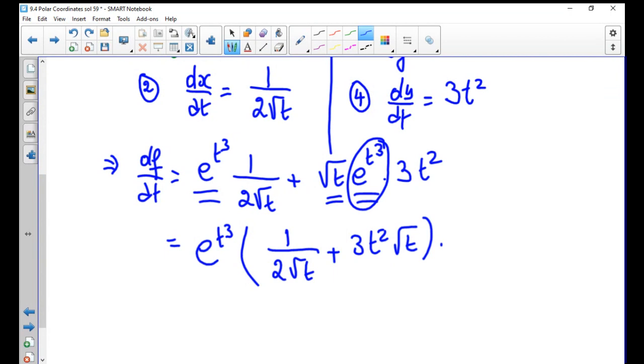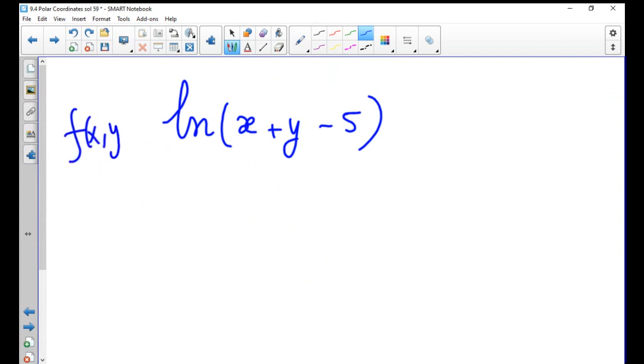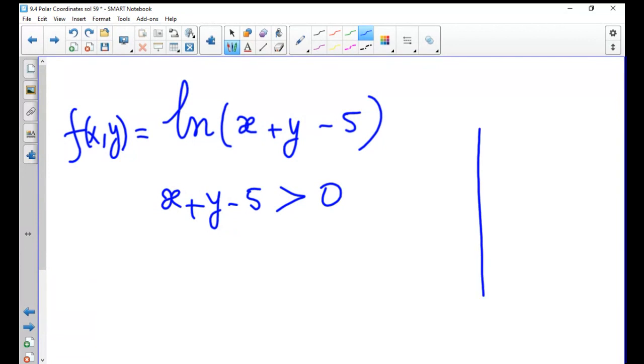Which one? ln of? Yes. In general, if you have the function ln, whatever is inside should be positive. It doesn't matter what it is. For example, ln of x plus y minus 5. You want the domain of this function. That means x plus y minus 5 must be greater than 0.